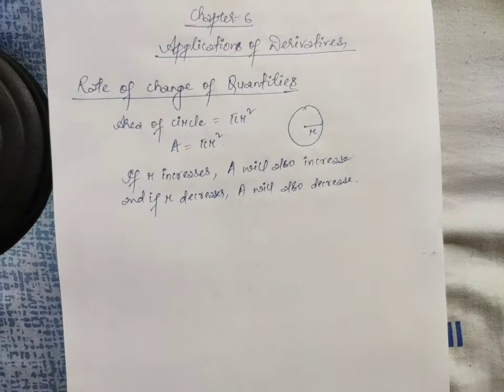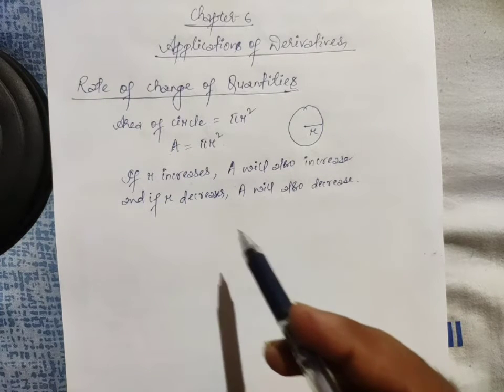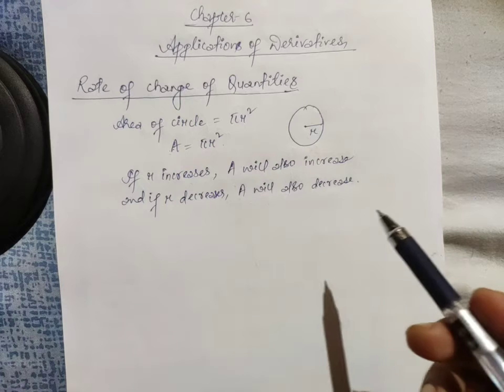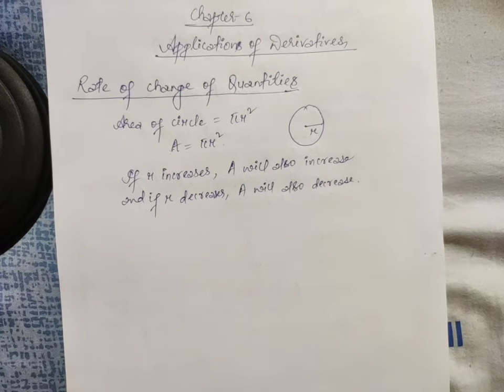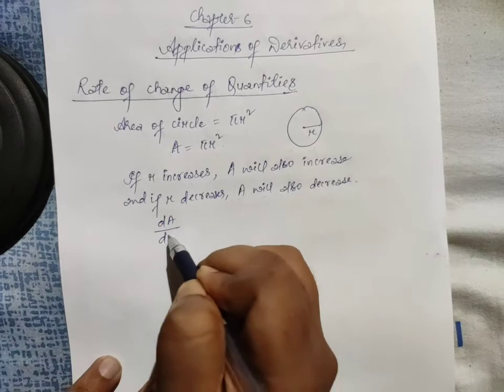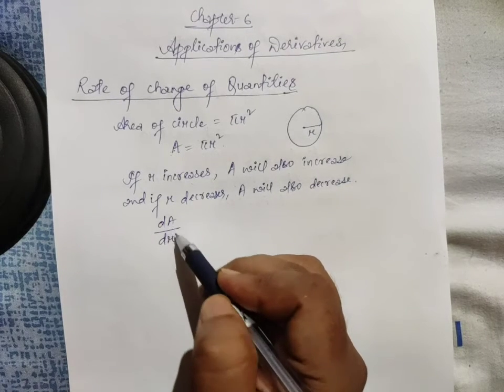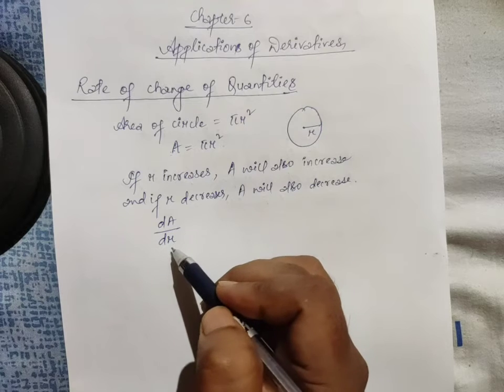So the area and radius are changing, right? So when radius is changing, area is also changing. It might be increasing or decreasing. So that is called rate of change of quantities. Okay, one quantity is changing with other. So how do we write this? We write like this. Okay, dA by dr. That means here this area is changing, change in area with change in radius.